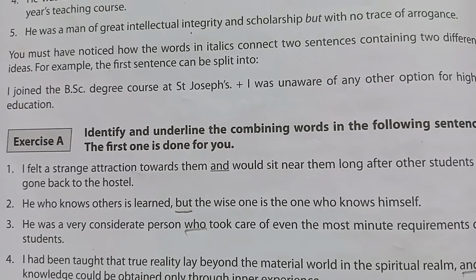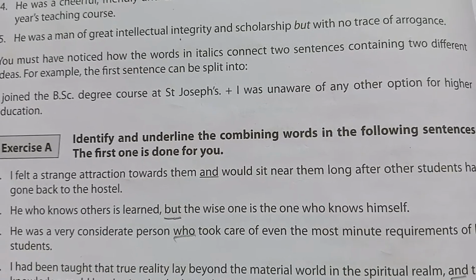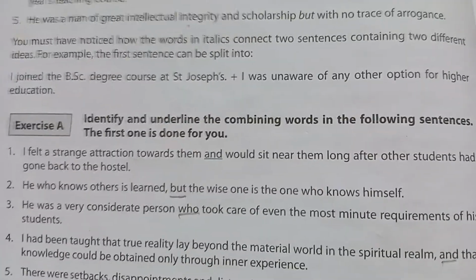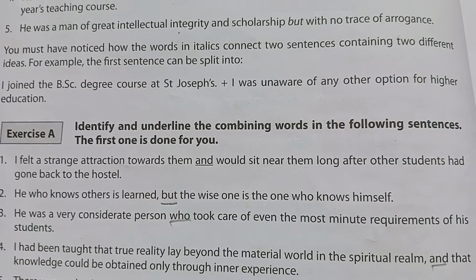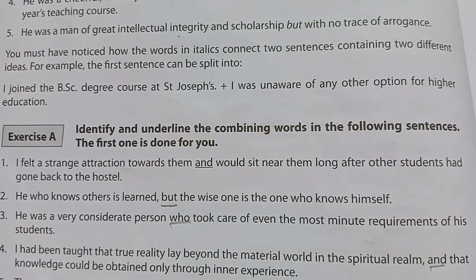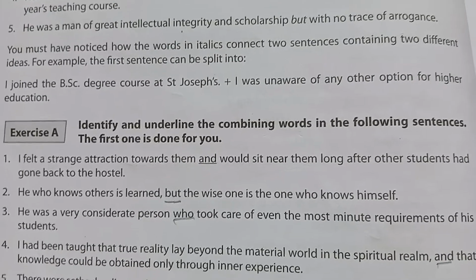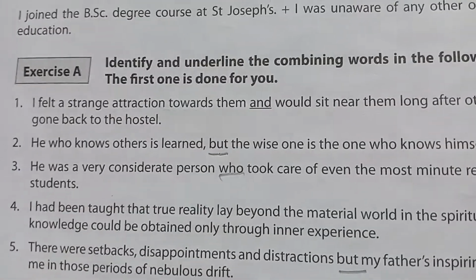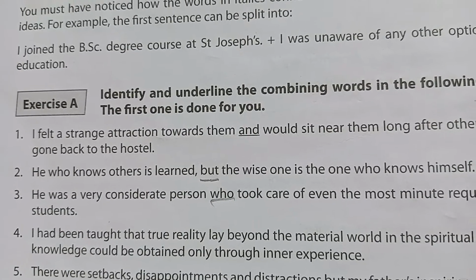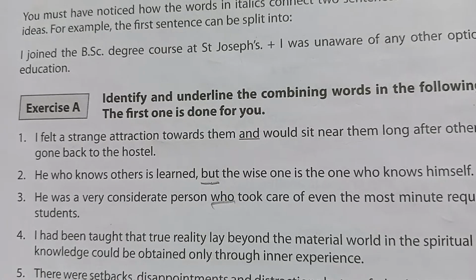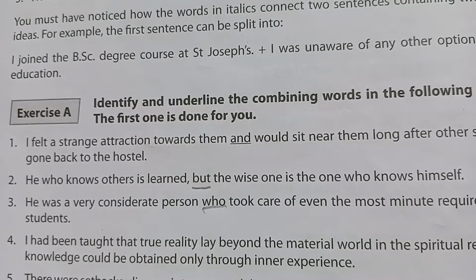I felt a strange attraction towards them and would sit near them long after other students had gone back to the hostel. So two different sentences he has made into one with the additional word that is called and. What about the second sentence? He who knows others is learned, but the wise. We have to identify and underline the combining words only. So we have identified but.